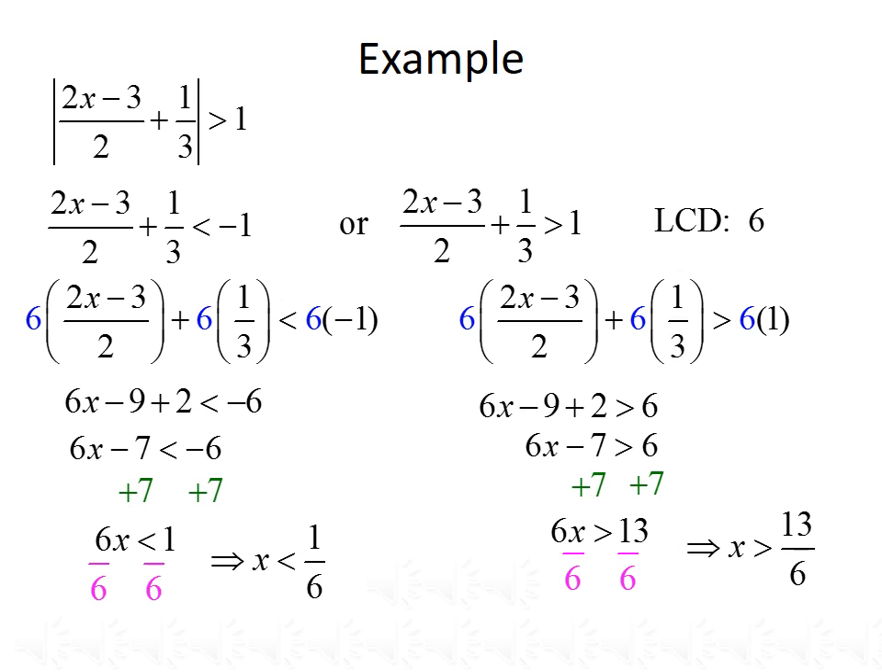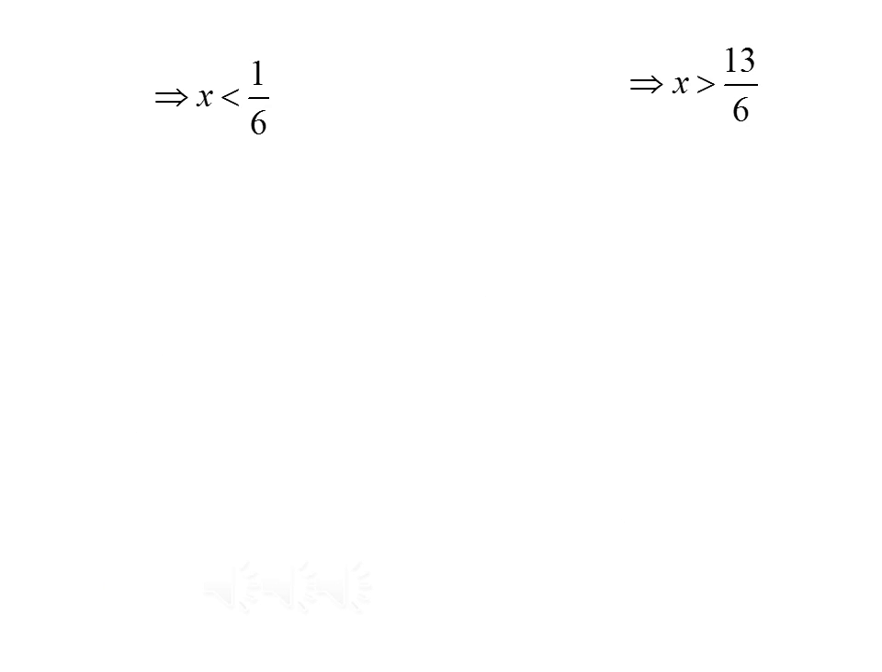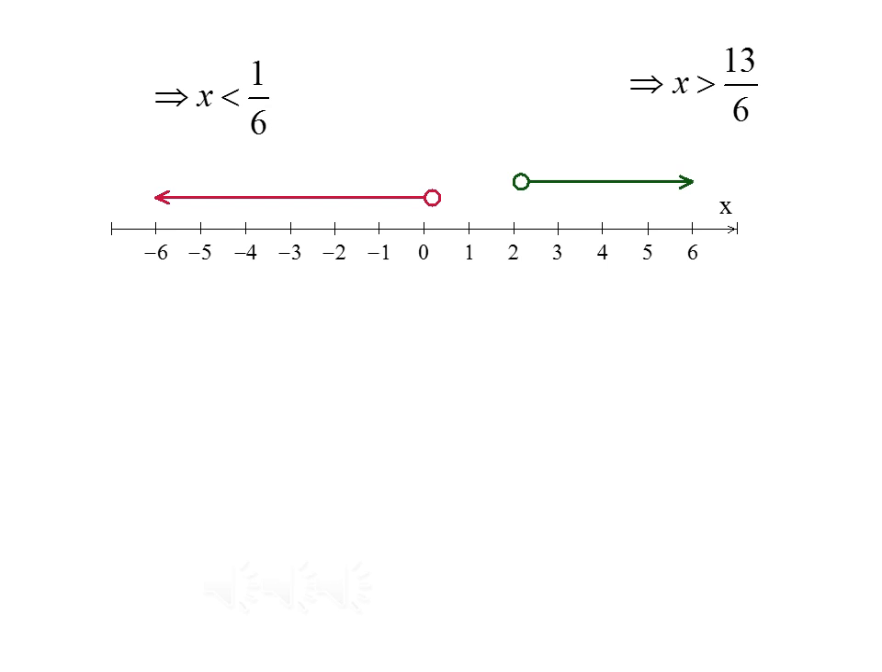So now we want to take these two inequalities, and we want to write an interval that expresses our solution. So we have our solutions: x is less than 1/6 and x is greater than 13 over 6. If we graph those on a number line, x is less than 1/6 will give us an open circle at 1/6, and the shading to the left, and x is greater than 13 over 6 will give us an open circle at 13 over 6, and shaded to the right.